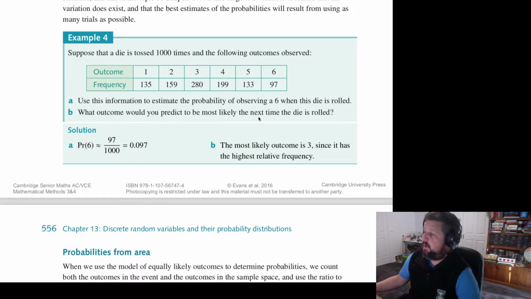It then goes on to say, what outcome would you predict to be the most likely to occur on the next time the die is rolled? So again, you're looking at which one of these outcomes had the largest frequency. Here, the largest frequency was 280, and it occurred with the number 3 being rolled. So I would say in this particular case, the most likely outcome based on this data was 3 because it had the highest relative frequency.